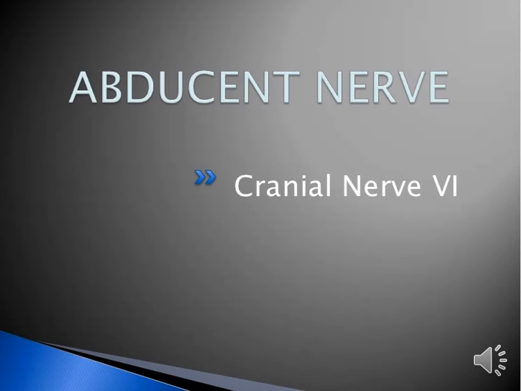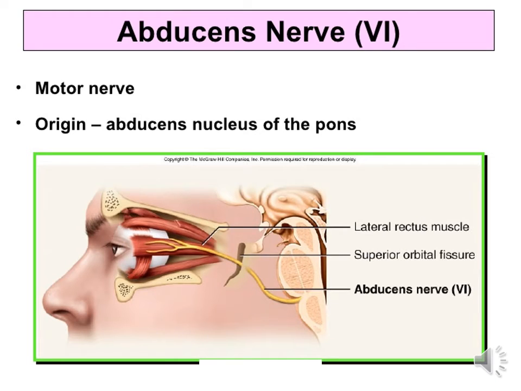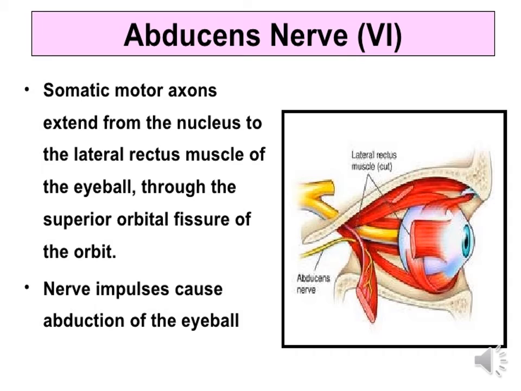The sixth cranial nerve is the abducens nerve. It is a pure motor nerve. Its origin is the abducens nucleus of the pons. Its somatic motor axons extend from the nucleus to the lateral rectus muscle of the eyeball through the superior orbital fissure of the orbit. Its nerve impulses cause abduction of the eyeball.